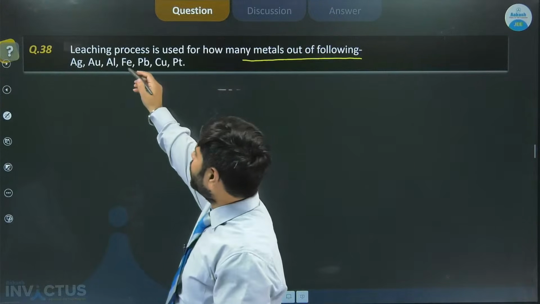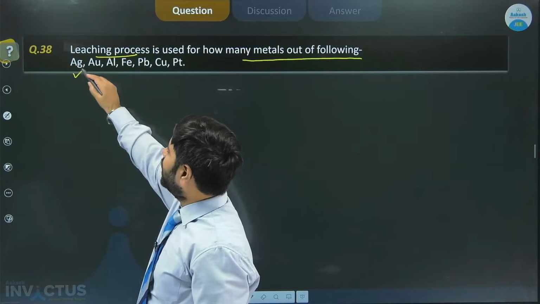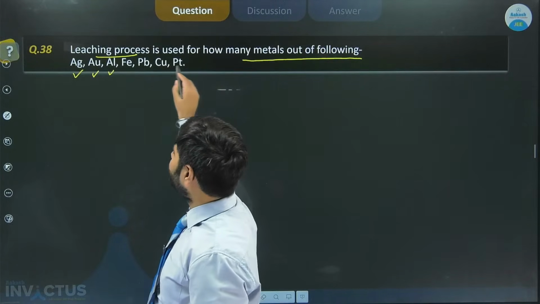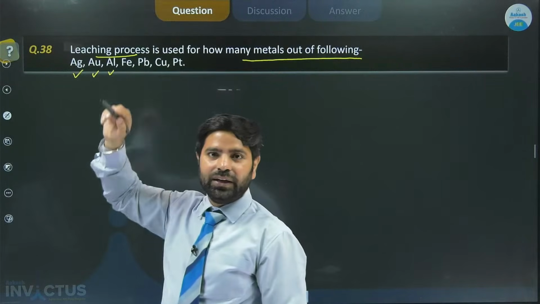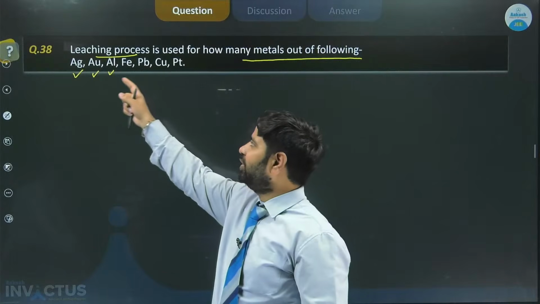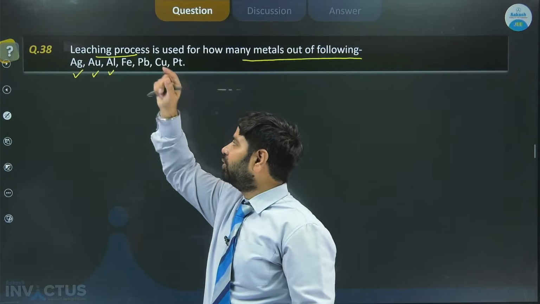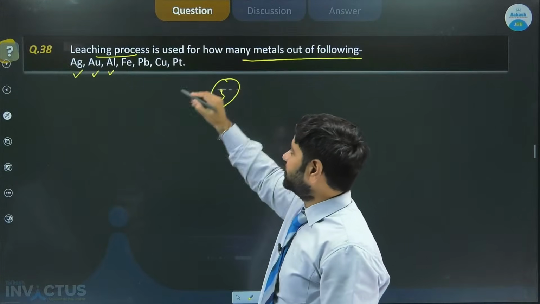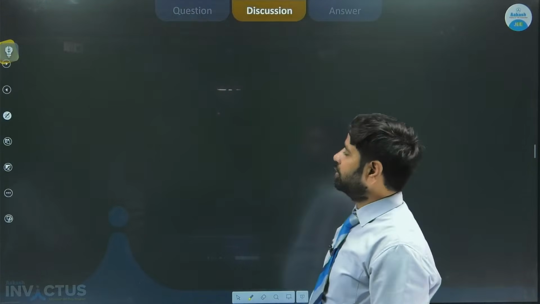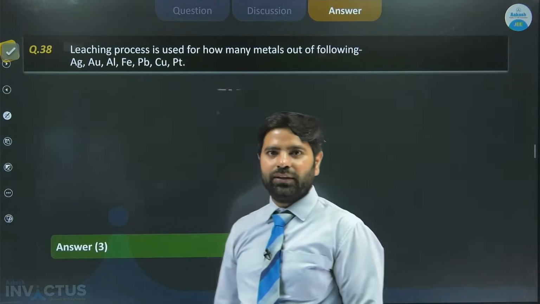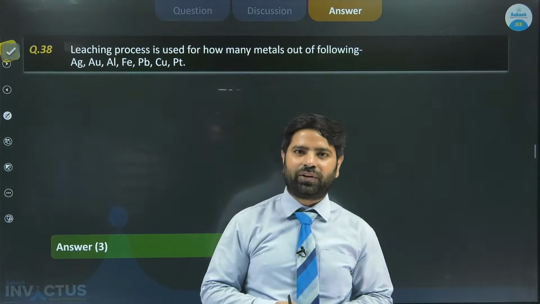We know that we can use the leaching process for silver, gold and aluminium. For the others we cannot use the leaching process. We cannot separate the soluble substance from those elements. From silver, gold and aluminium, we can use the leaching process. The answer is 3. The answer given to this question is 3. So this is about the paper 1 discussion of chemistry.